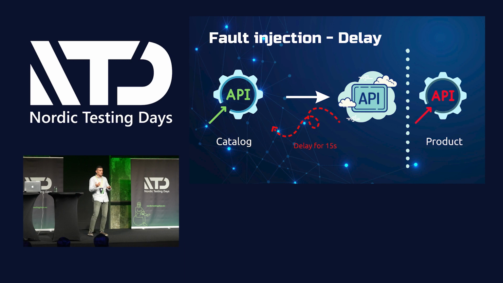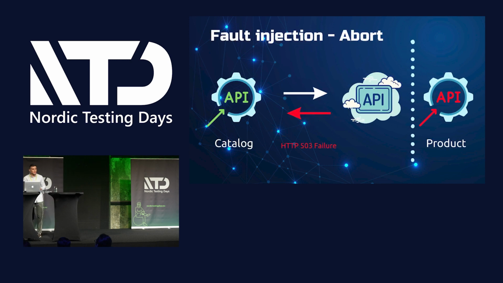What if this service is delaying, and how can the catalog service, for example, react when it's trying to retrieve some products relevant to the catalog? Or you can abort requests using fault injection. You can say, okay, product service, if it fails, how should the catalog service react to this? This sort of testing is called fault injection testing.